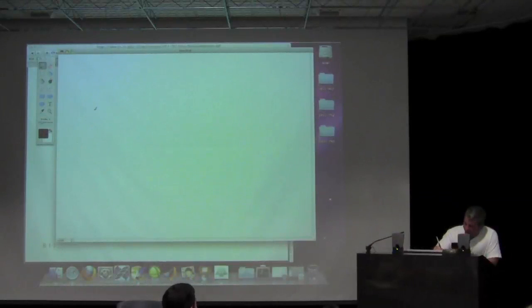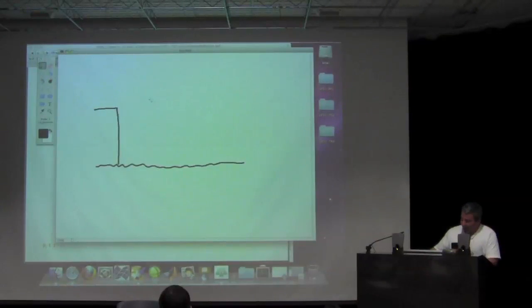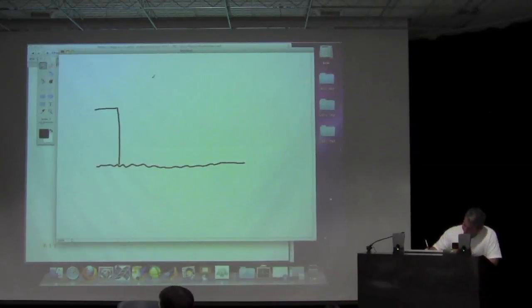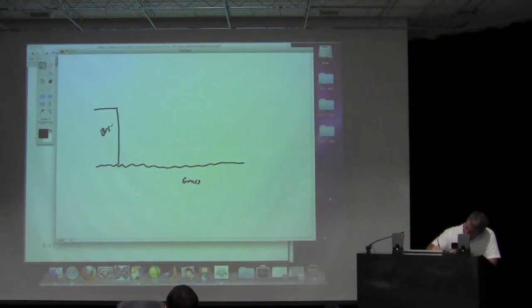But let me propose something to you where it's going to have a little bit of a problem. This is the side of the building, and we have the ground here. Let's say the ground is grass, so we have grass coming up to the side of the building. And let's call the side of the building here brick.